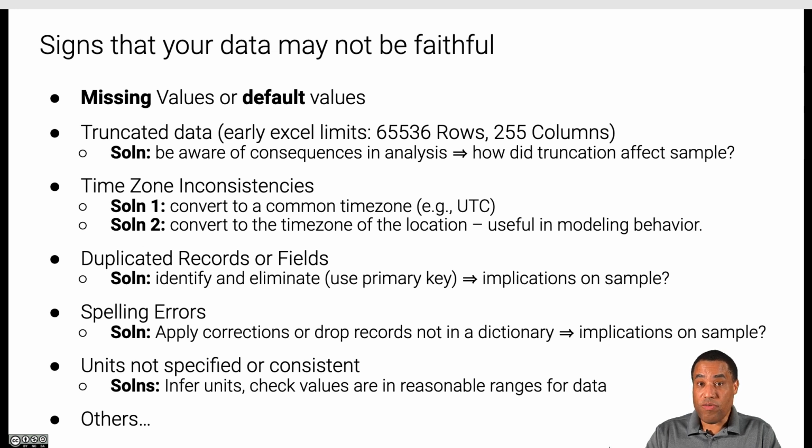Another sign is units that are not specified or consistent. So one solution is to infer the units and then check that the values are within a reasonable range. So, I have indoor temperatures. If the values are in the 20s, chances are those are Celsius, unless it's a walk-in freezer, in which case those might be Fahrenheit. But most likely those are going to be Celsius. And there are many other examples that you want to look at in your data when you're doing your exploratory data analysis to make sure that your data is faithful.